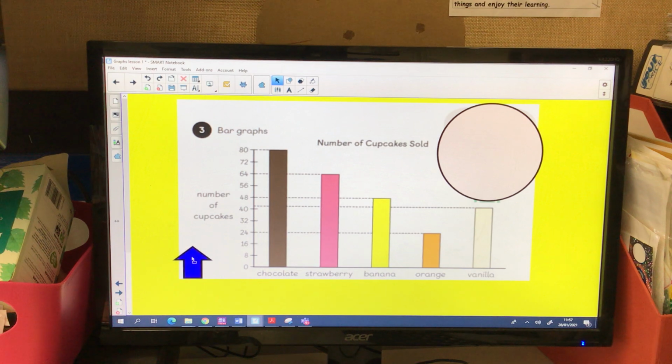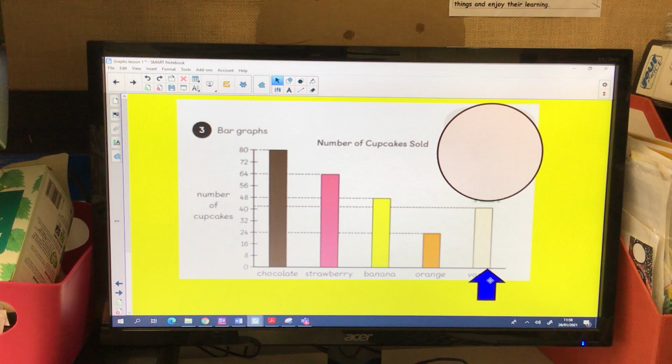And when we look at this, we can see straight away our chocolate hits right on 80. That works well. Our strawberry hits right on 64, so again, that works well. Our banana hits right on 48. That works well.